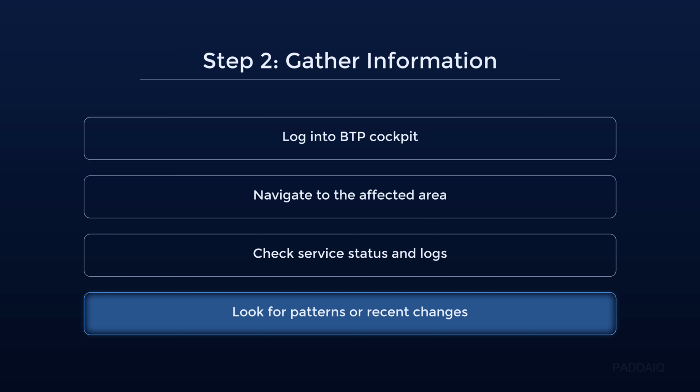Look for patterns or recent changes. This means observing recurring issues or what's different just before problems occur. For instance, if a financial report fails every Monday morning, that's a pattern to investigate. Identifying these clues is essential for quickly finding the root cause of an issue.